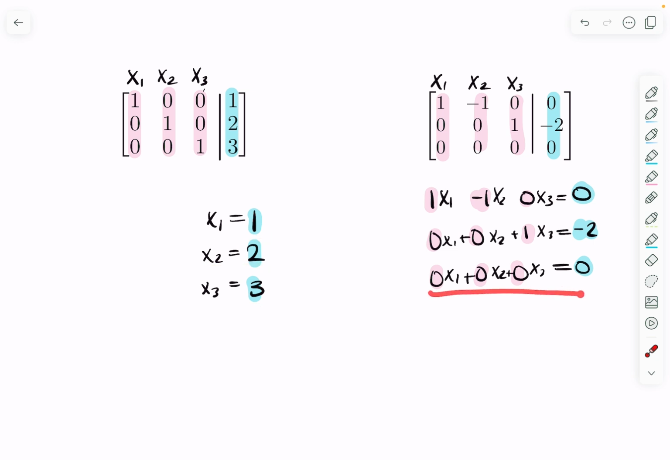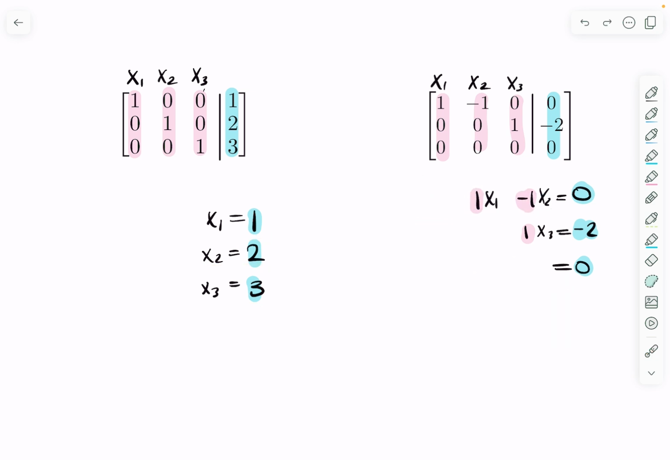Now let's see what happens when we remove the zeros here. In this case, we're left with this. We can move these over. Ones are insignificant, and then here we have essentially 0 is equal to 0. So this is telling you that x1 minus x2 is equal to 0. This is telling you that x3 is equal to -2, and it's telling you 0 is equal to 0.